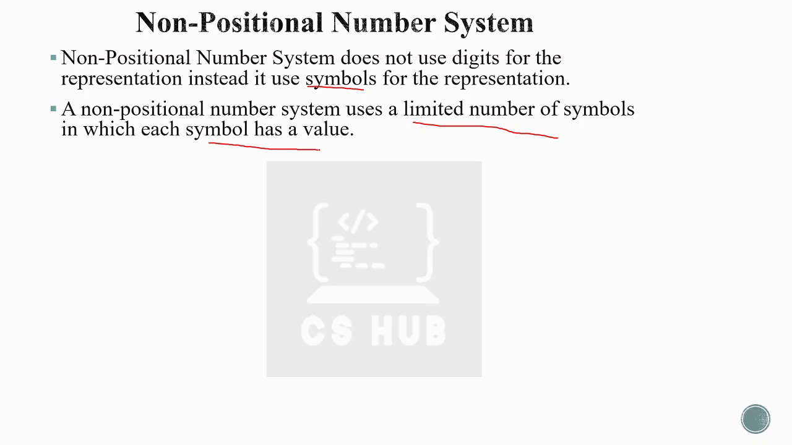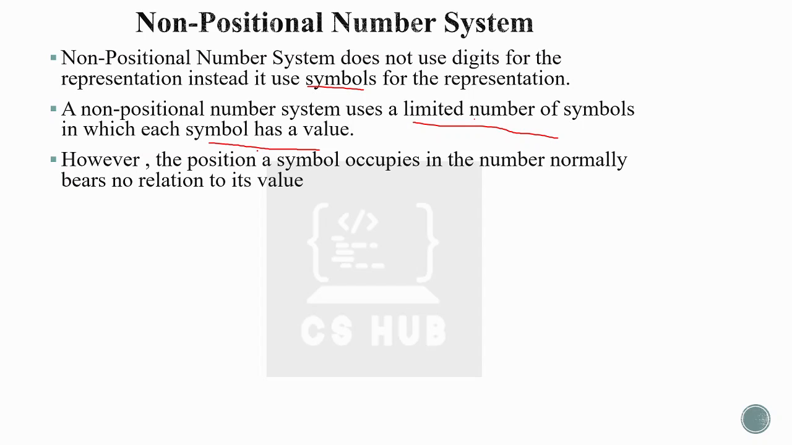So we have discussed three points here. In a non-positional number system, we are using symbols, a limited number of symbols, and each symbol has a value. The position the symbol occupies in the number normally bears no relation to its value. In a positional number system, the value of a digit depends upon its relative position, but here there is no connection between the position and the value of the symbol. Each symbol has a fixed value.